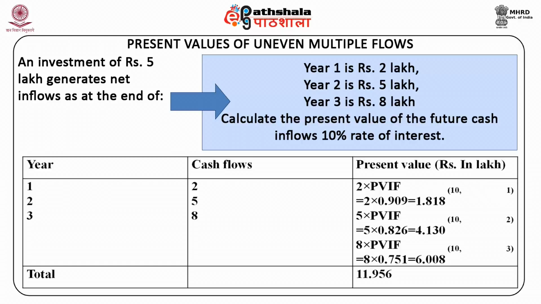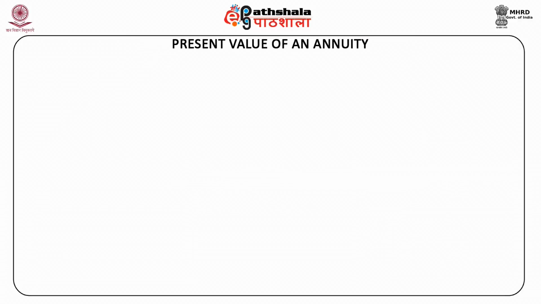The present value of the investment is rupees 11.956 lakhs, which is more than the present value of cash outflow, which was rupees 5 lakhs. Thus, the project is said to be viable. The present value of an annuity receivable at the end of every year for a period of n years at K rate of interest can be calculated by the following formula.